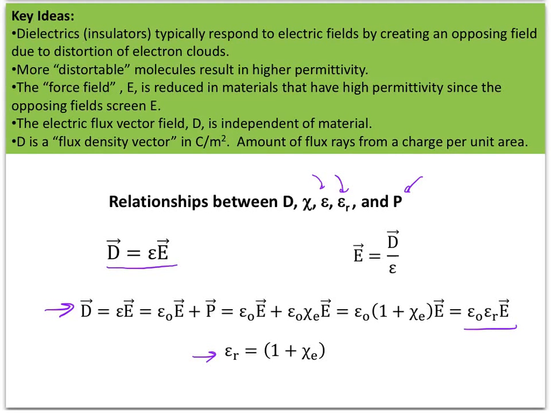The key ideas in this are that insulating materials or dielectrics respond to electric fields by creating an internal opposing field due to some slight distortion of the electron clouds. If you have a material made of molecules where the electrons can more freely move, they generally have higher permittivity, and this means that the electric field vectors are reduced in materials at high permittivity, but the electric flux vector D is independent of the types of materials, so you don't have to worry about permittivity if you're dealing with D. And D is essentially the flux vector density, how many flux rays there are from a charge per unit area.